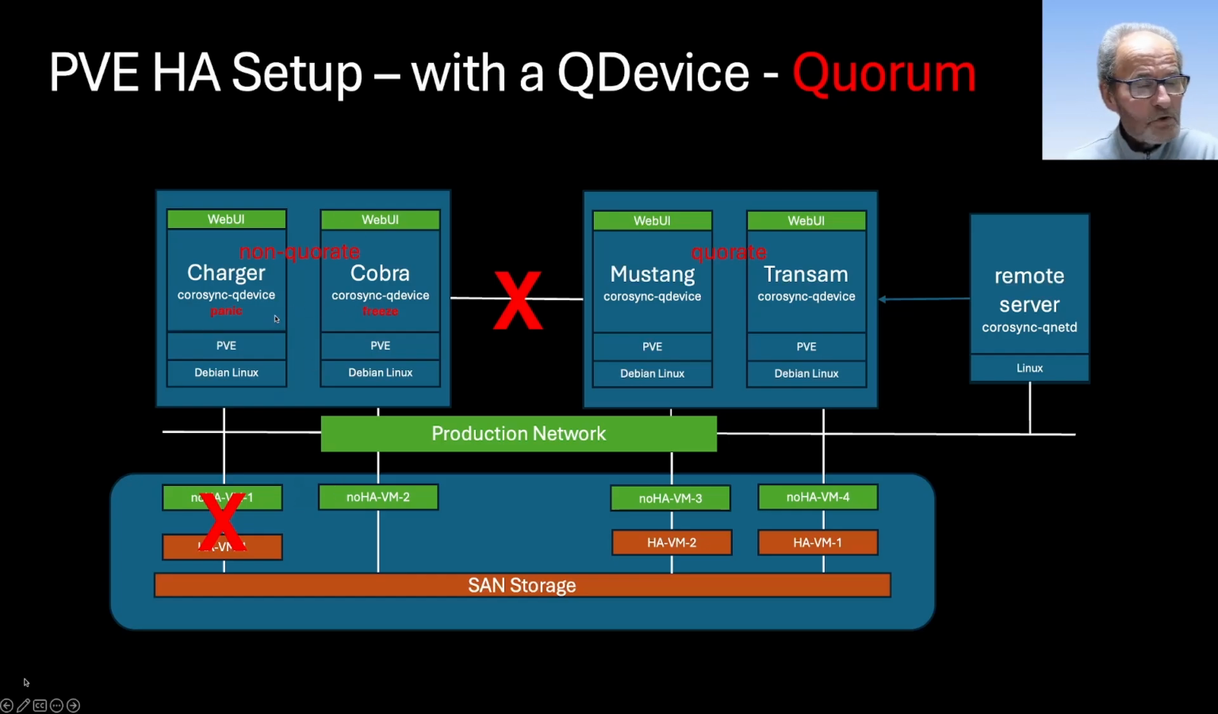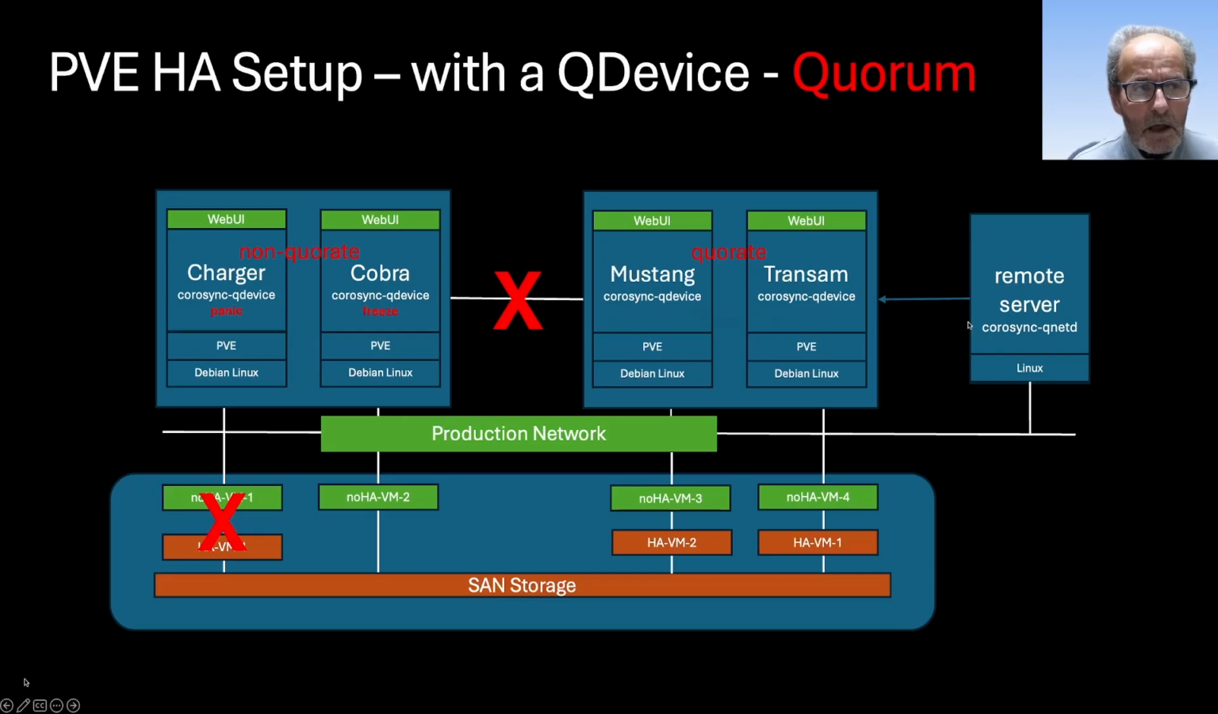So if you recall, Charger panicked. It did not start any VMs at all. Cobra continued to offer the service of any VMs that it was running that were non-HA, but it's in a frozen state, so it can't do anything else.